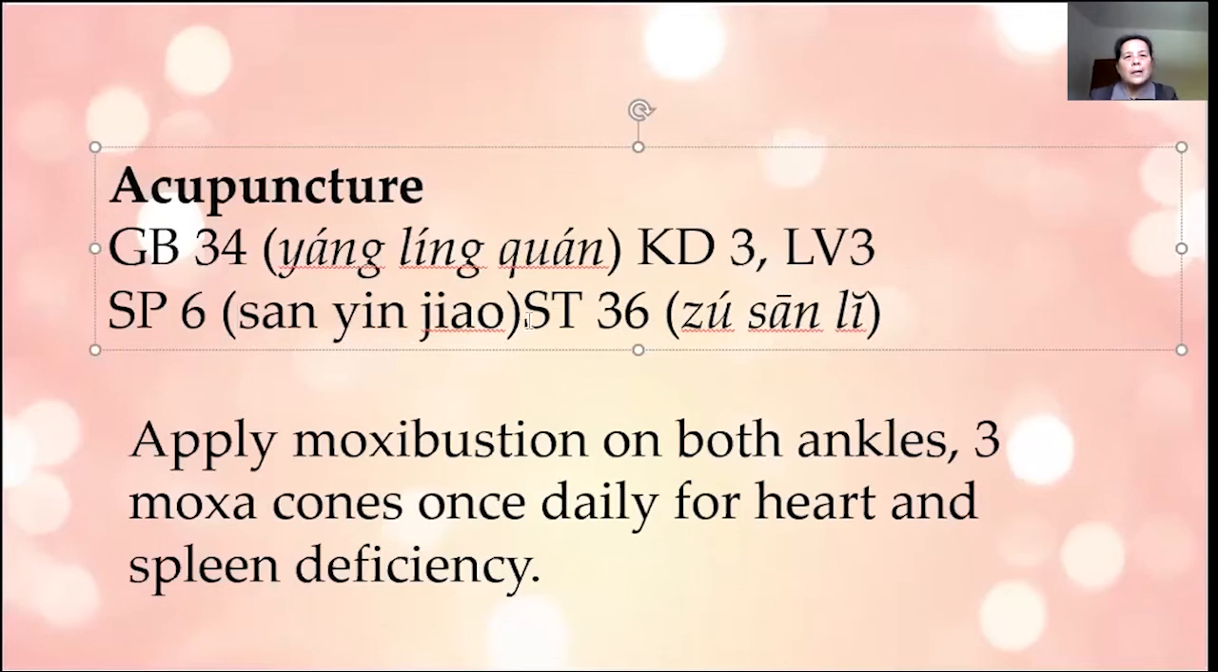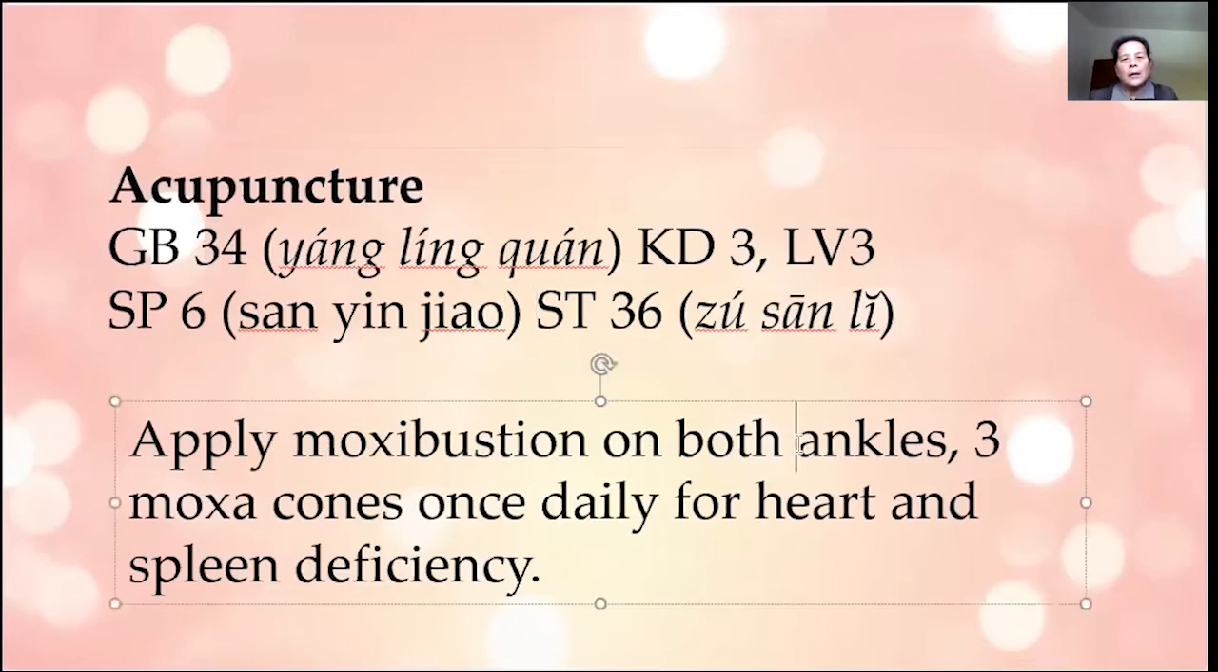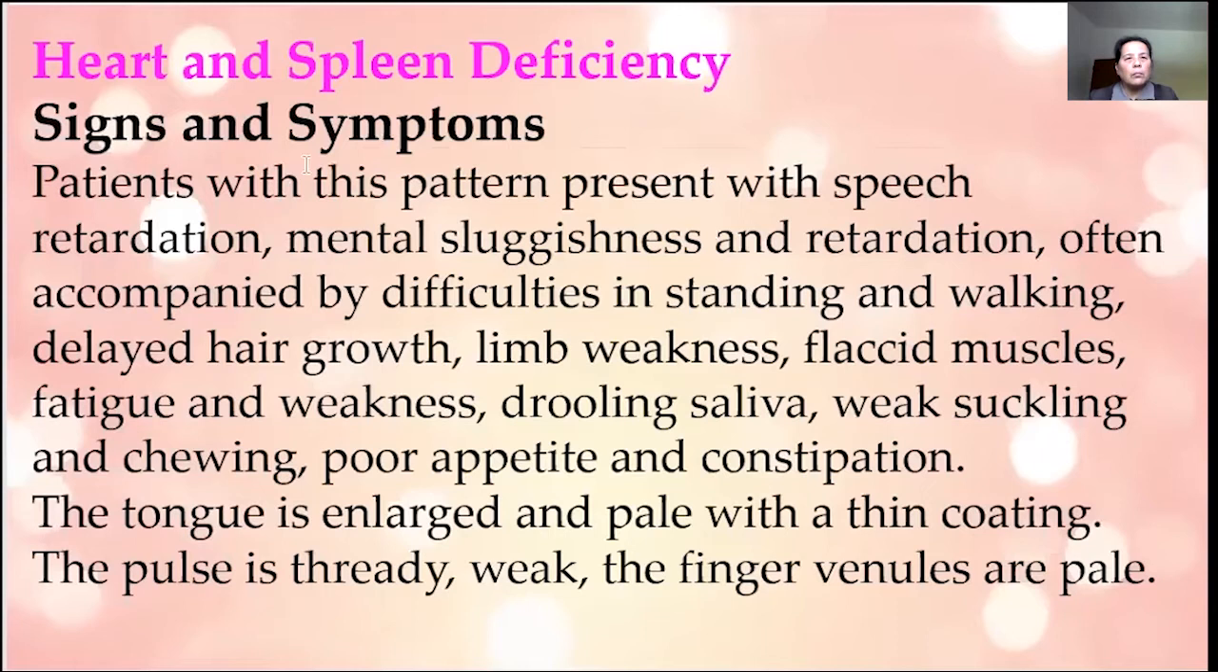So that is for this pattern. Some other points, the back shu points, can still be used. Like Ren points, you can still use the source qi points, like Ren 6 or maybe Ren 4, and moxa Ren 8. Also for people with weaker ankles and knees, we can put some moxa there. So that is generally what we talked about for this pattern.